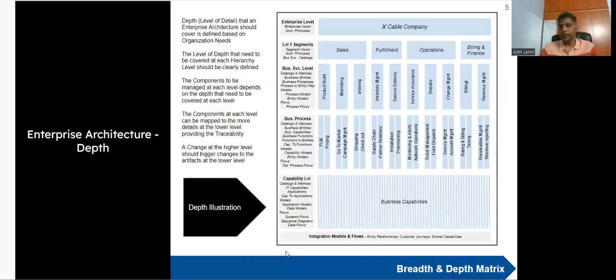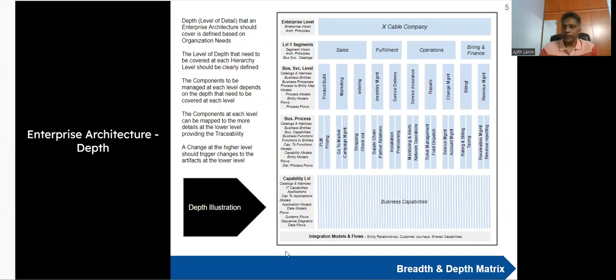Now let's look at it from a depth perspective. I'm depicting a small example. I'm just representing an X cable company, where the enterprise level is the cable company, and then when we go to the next level, it's all the individual business units. It could be sales, fulfillment, operations, billing, and finance, just for an example. So I picked 4 segments.